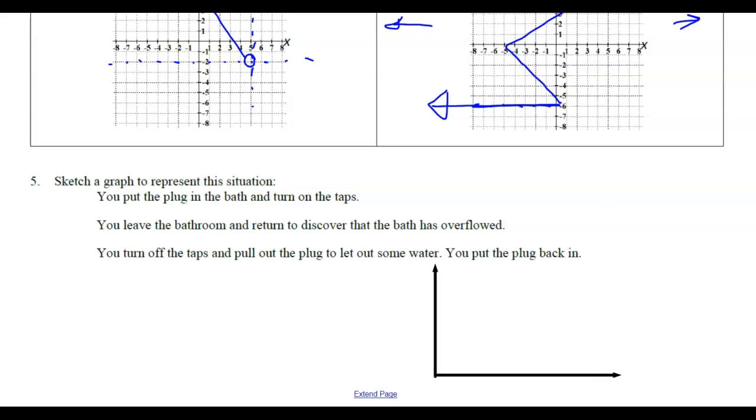Okay, so you put the plug in the bath and turn on the taps. You leave the bathroom and return to discover that the bathtub has overflowed. So what happens? Have you ever overflowed? Hopefully not the bathtub, but maybe a sink or even a jug of water. Does the height of the water in the bathtub change? It overflows. No, it stays, and all the water goes on the floor, and floods your bathroom. So this is going to increase with a straight line and then be horizontal. All the other water is going outside of the bathtub and flooding the bathroom.